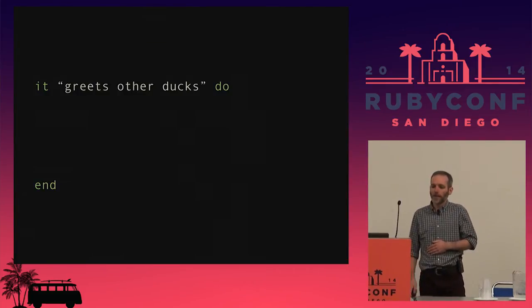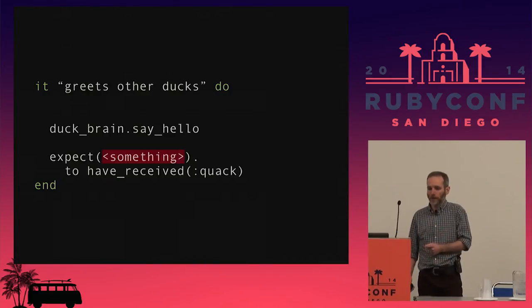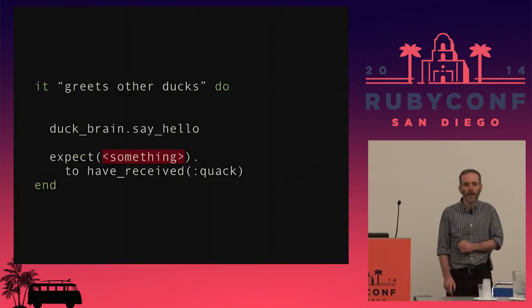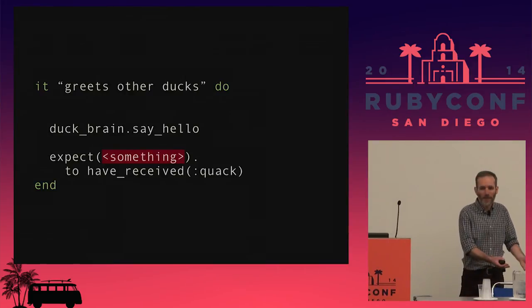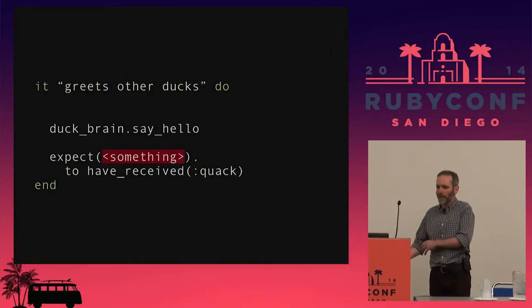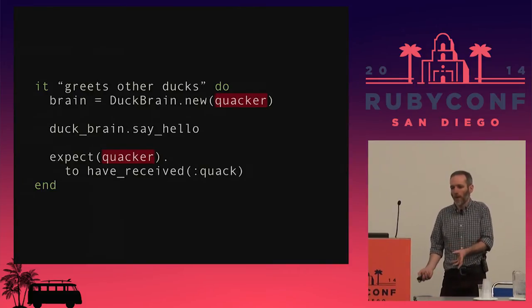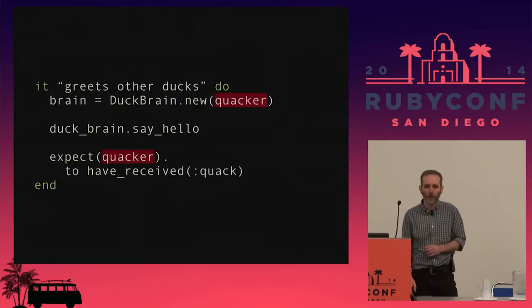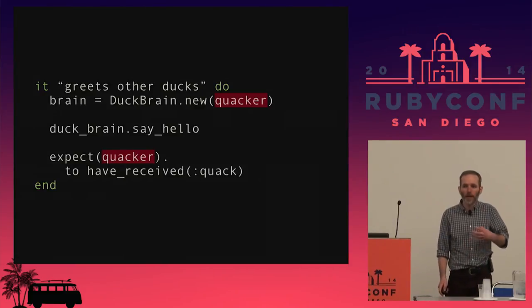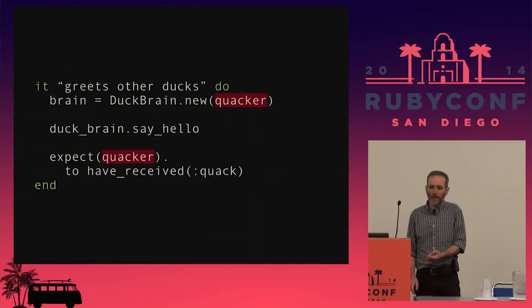OK. So inside here, what we're going to do is call DuckBrain, and then check some behavior. So we're going to call this say hello method, and then we're going to make sure that something has received quack. But I'm not quite sure what this something is yet. So I'm going to follow the Go approach. I'm going to say, OK, we're going to have something called quacker, and we're going to pass that into DuckBrain when we start DuckBrain up. And then we're going to check that we called a method in that.